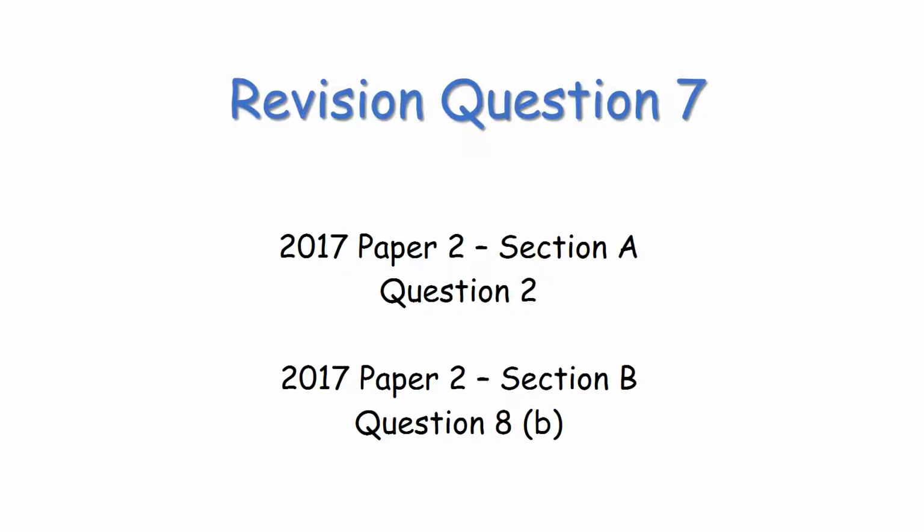On revision worksheet 7, there are two questions. The first one is from 2017 paper 2 section A, question 2, and the second one is the 2017 paper 2 section B, question 8, but only the second part of that question, so just part B. These are both focusing on statistics questions coming from paper 2.